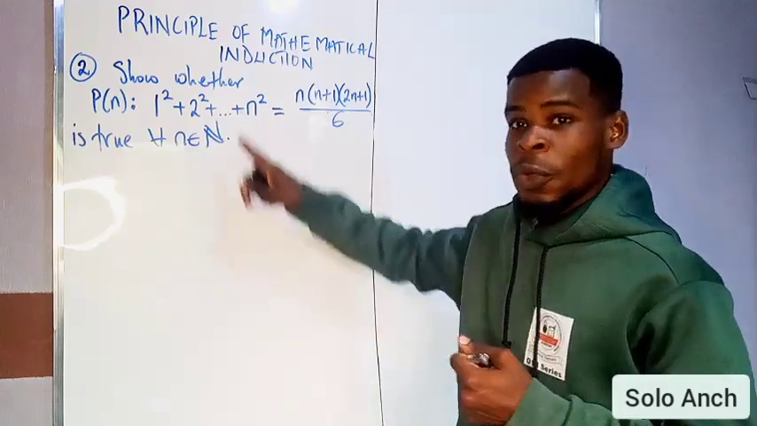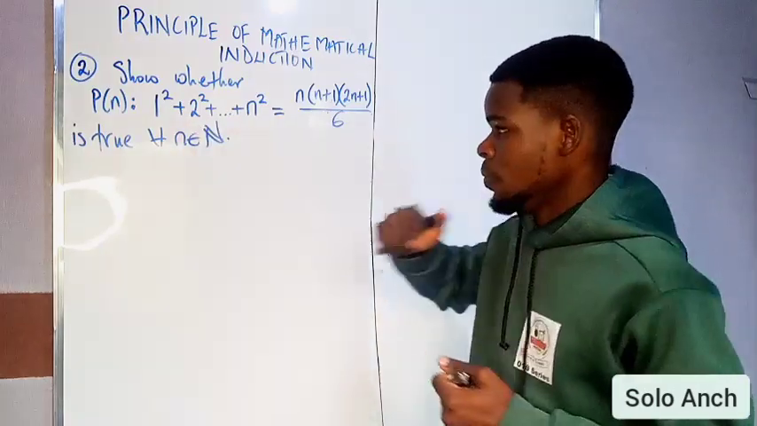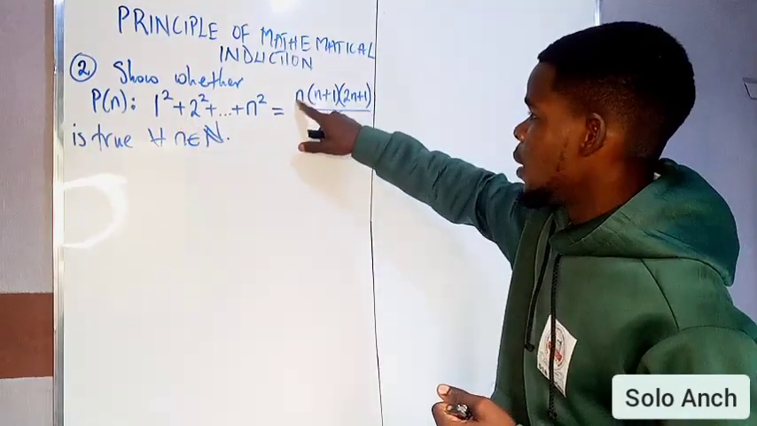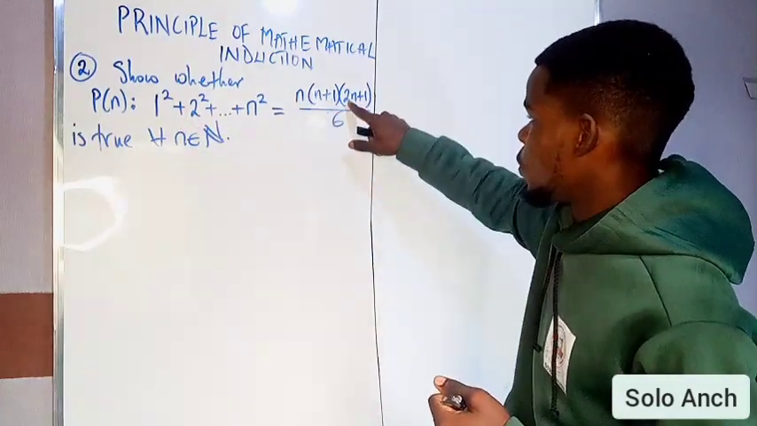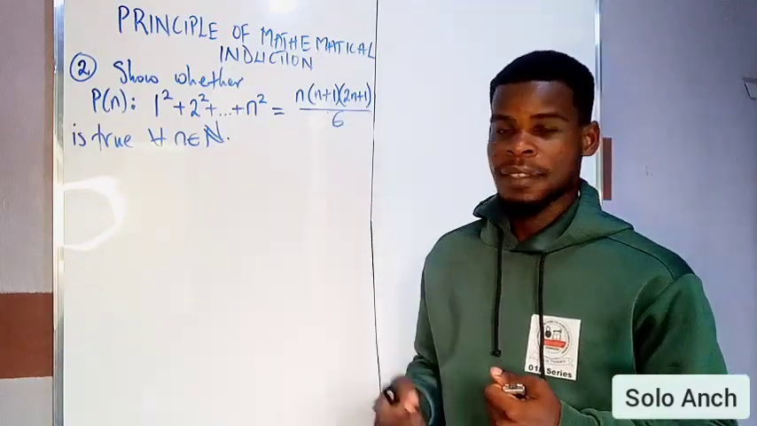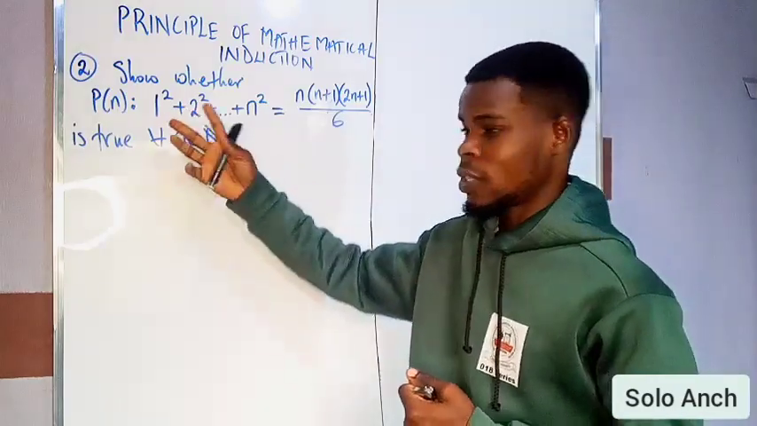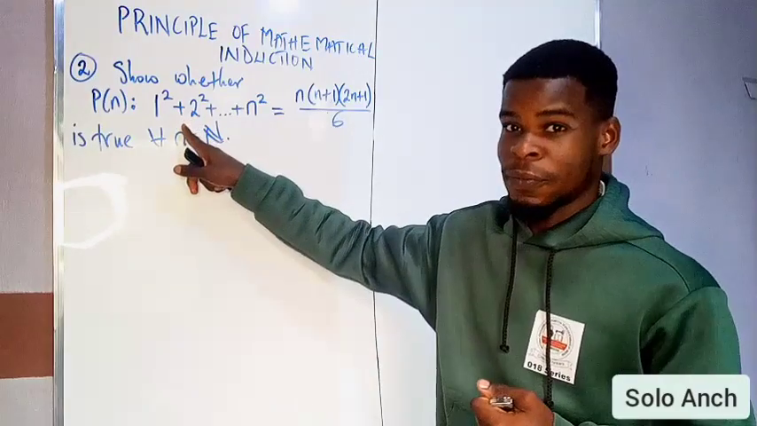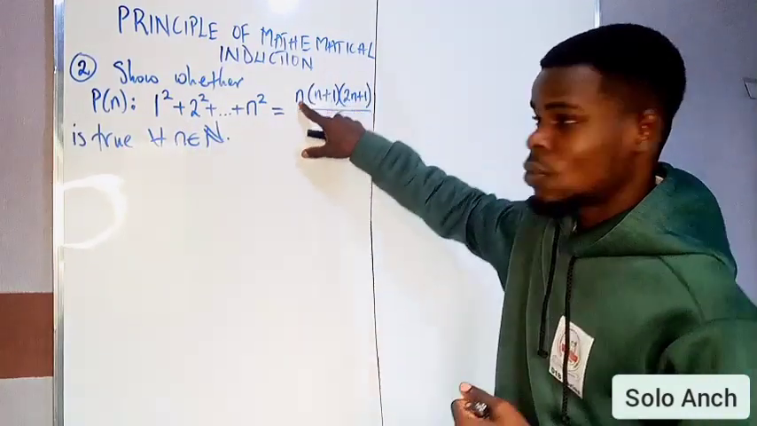Here we want to show whether this statement is true. That is, whether the sum of squares can be written as n into n plus 1 times 2n plus 1 divided by 6, where n is the number of squares we are adding. So if we add two squares together, that is 1 squared plus 2 squared, the first two squares, that's going to be 5. It will be the same thing when you substitute 2 for n here.